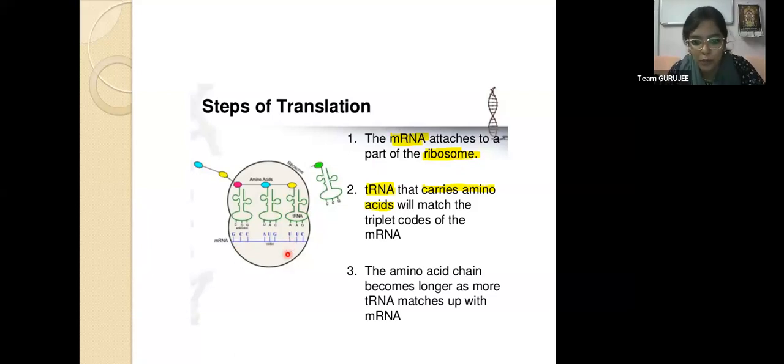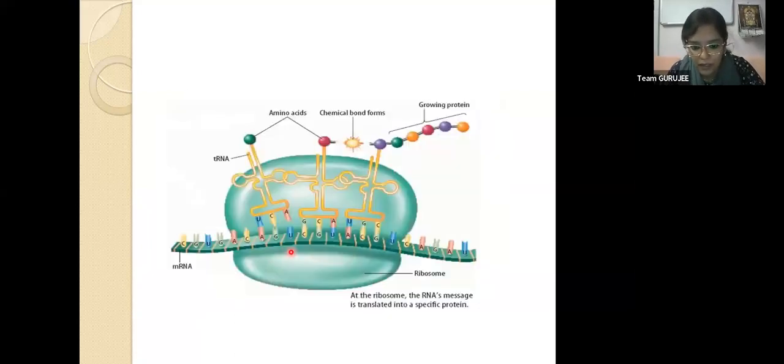So I will show one more picture. Yes, so this is mRNA, and this big bubble-like structure is called rRNA or ribosome. Okay, this is the ribosome. The first step is attachment of mRNA with ribosomes.